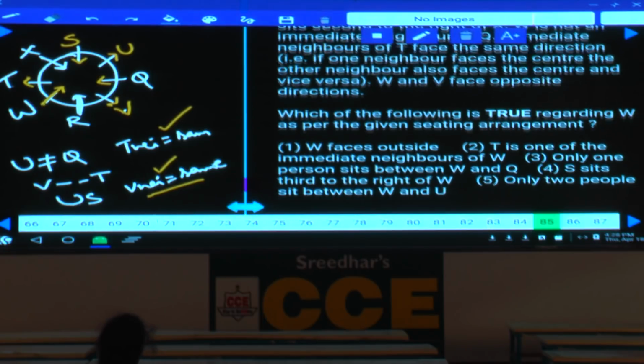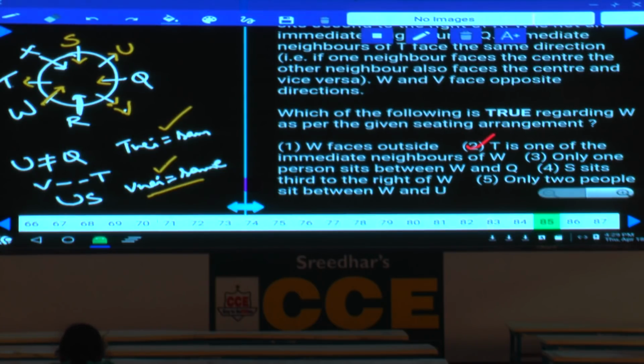Then question number 85. Which of the following is true regarding W? W faces outside, that is false. T is one of the immediate neighbors of W, that is definitely true, isn't it? T is one of the immediate neighbors of W is true, that is choice 2. Then next one.